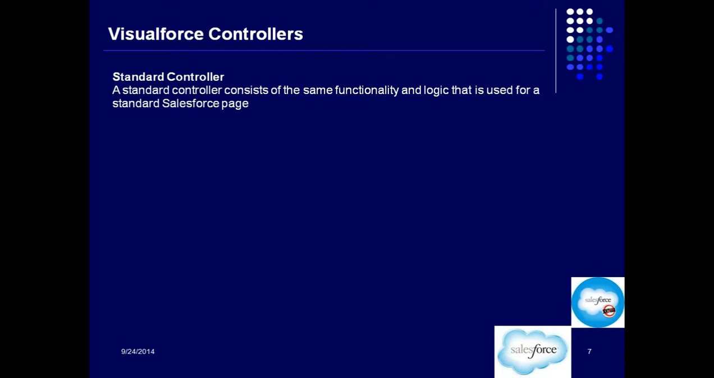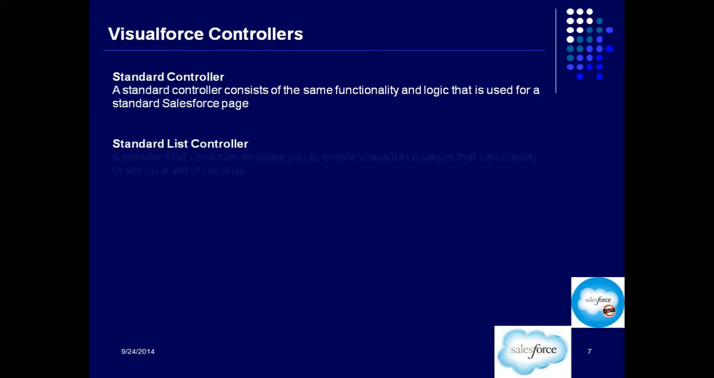So all the objects that we have in Salesforce, every object has a standard controller. We just have to call that standard controller. We don't have to create it because it's already there. Alright, so that is what a standard controller does. The simplest of all controllers, easy to use. You just have to call the controller and it will call an existing controller.